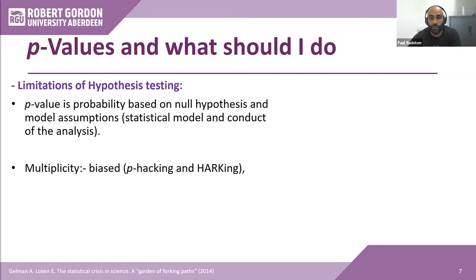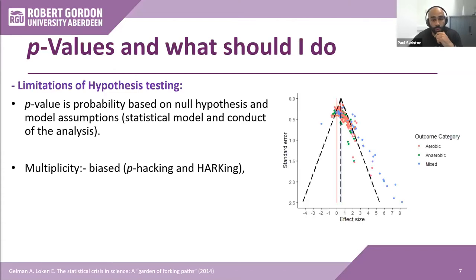Unfortunately, due to a number of issues and the association of significant results with positive and interesting findings, it appears that researchers routinely engage in biased and sometimes questionable practices such as p-hacking and harking to generate significant findings. And these will greatly increase the number of false positives that exist in the literature. This is a particular problem in kinesiology, where analyses are often conducted on very small sample sizes, and we have the potential to collect data on hundreds of variables.